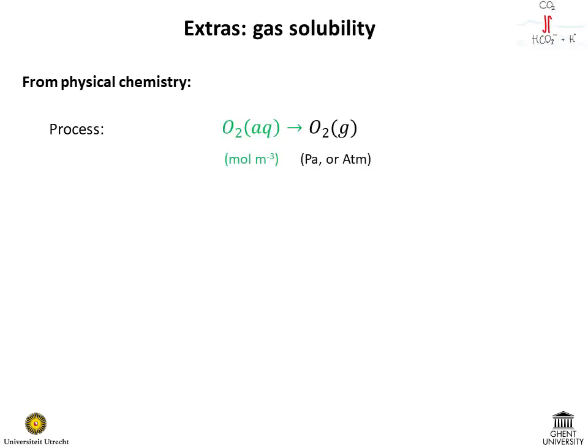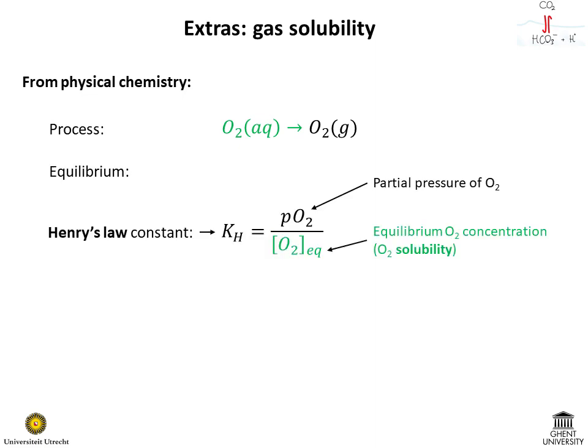A process such as degassing of molecular oxygen from water can be written as a reaction where the oxygen in the dissolved form becomes oxygen in the gas form. While the dissolved form of oxygen is described by a concentration in moles per liter, the gaseous form is described by a partial pressure in the units of Pascal or atmosphere. In a thermodynamic equilibrium, the concentration and partial pressure are related through Henry's law. Here, the so-called Henry's law constant is the equilibrium constant for the process described by the above reaction.